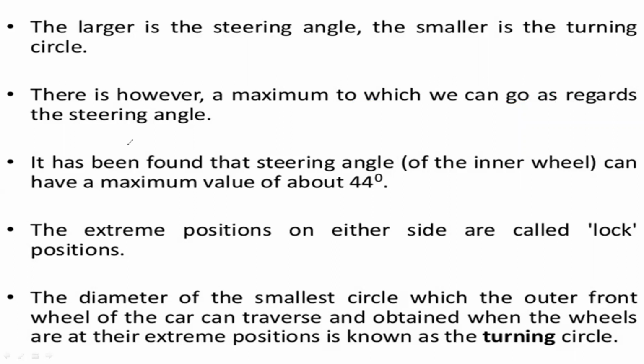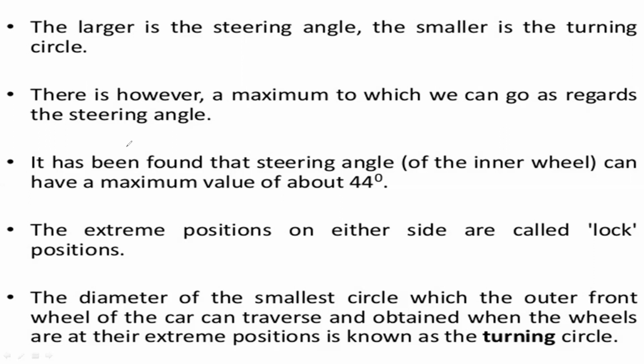The extreme positions on either side are called lock positions. The steering should turn 44 degrees and should not turn above 44 degrees. The steering reaches the extreme position of the turning of the wheels, and that extreme position is called the lock position. The diameter of the smallest circle which the outer front wheel of the car can traverse when the wheels are at their extreme positions is known as the turning circle.